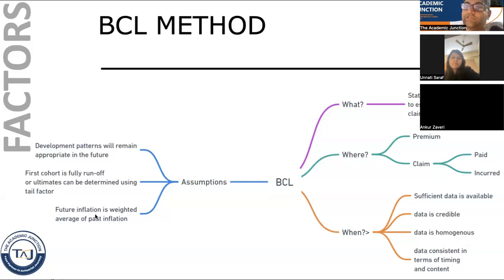So what do you mean by data has to be homogeneous? Can you guys tell me? Belonging to a similar cohort? Not similar cohort, similar risk characteristics. Similar risks, right? Many a time, your data will not have similar risks.